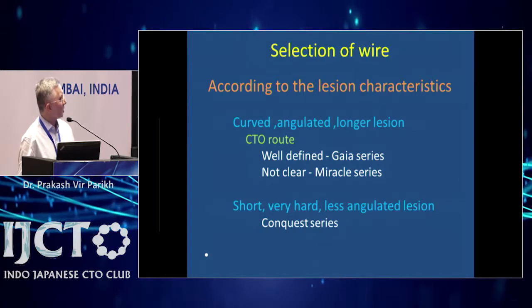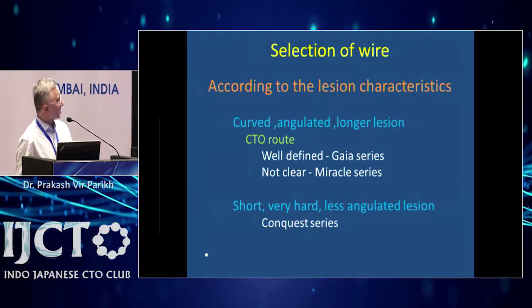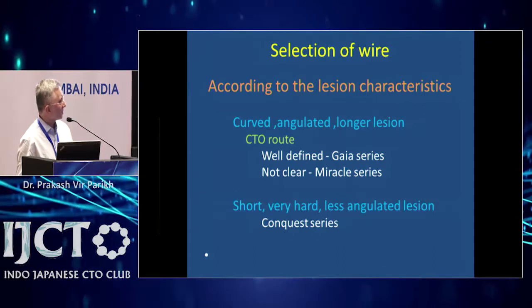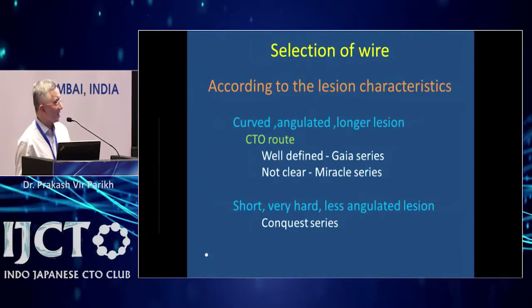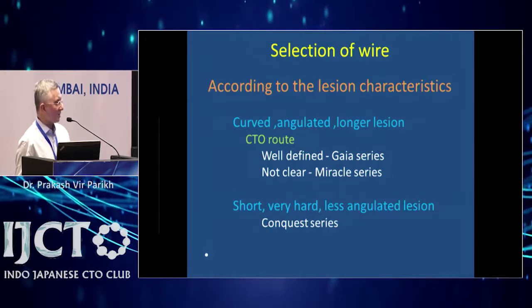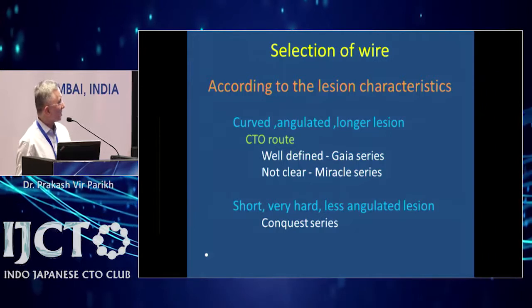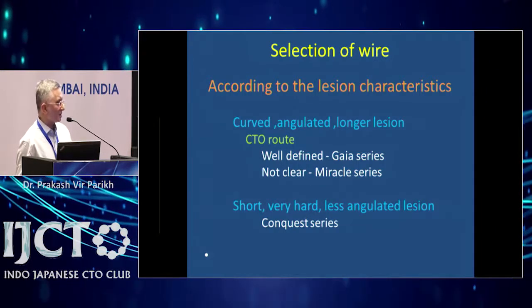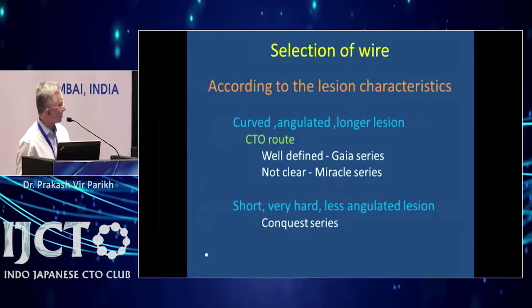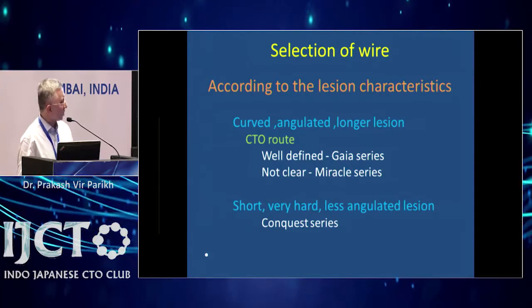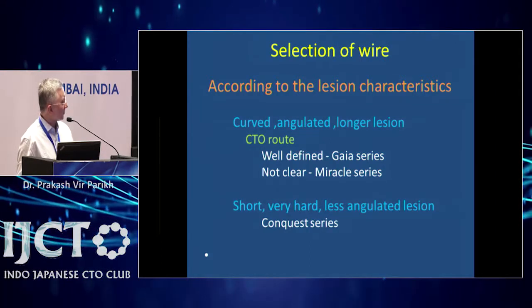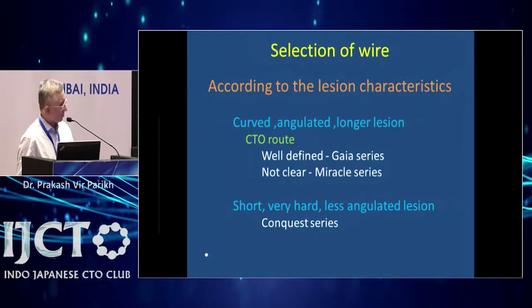Selection of wires should be according to lesion characteristics. When the CTO lesion is curved, angulated, and long, you should prefer Gaia or Miracle series. When the CTO route is well defined, then use Gaia series. When the CTO route is not clear, it is preferable to use the Miracle series of wires, particularly Ultimate Bro 3 wires. Similarly, when the CTO is very short, hard, and less angulated, Conquest Pro series are very useful because you finish the procedure very fast when you clear the target.